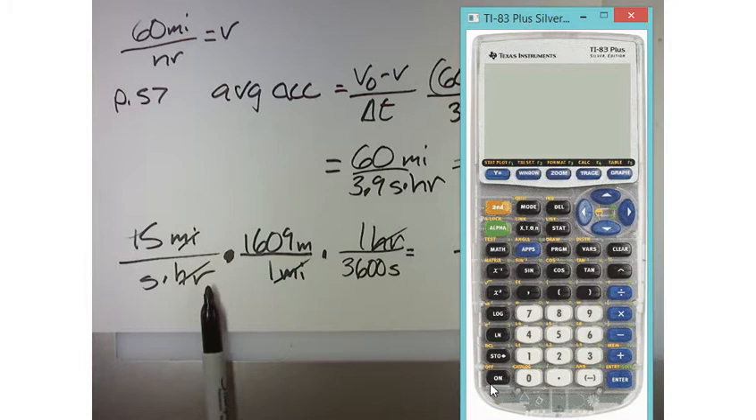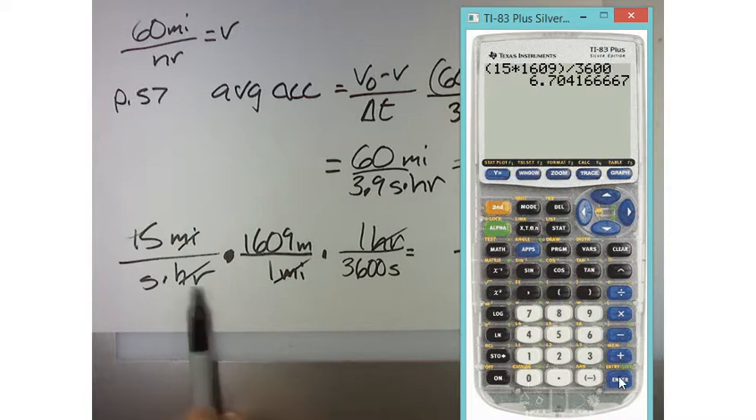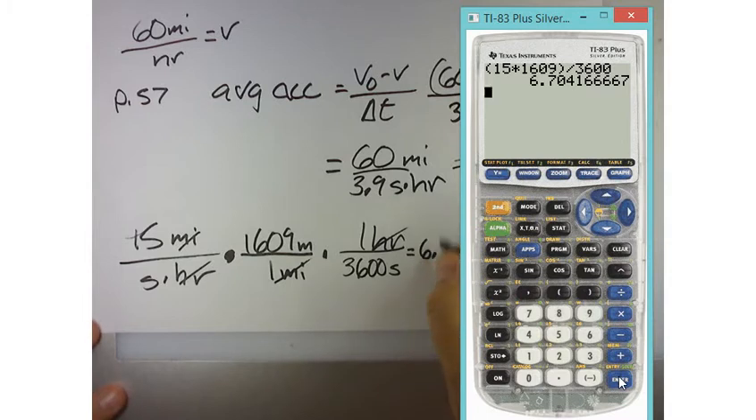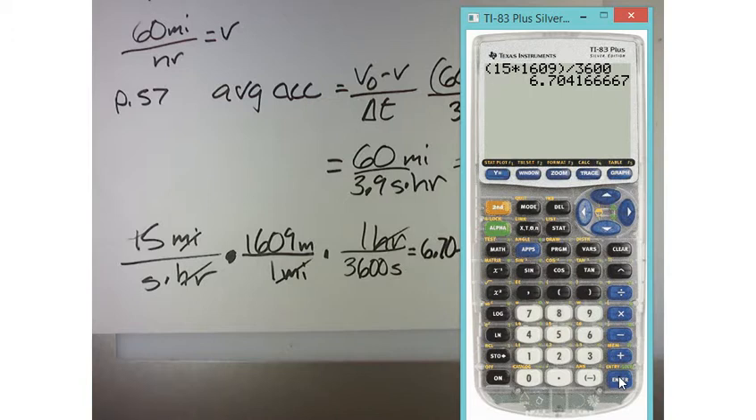It's going to be on top here. If I say 15 times 1609, do I have to say times 1? No. All right. So then I'm going to divide this by just 3,600, it looks like, right? That's the only number I have on the bottom. Well, bam, with the bacon sizzle, I've got 6.70 meters per second squared. What's the answer in the back of the book?